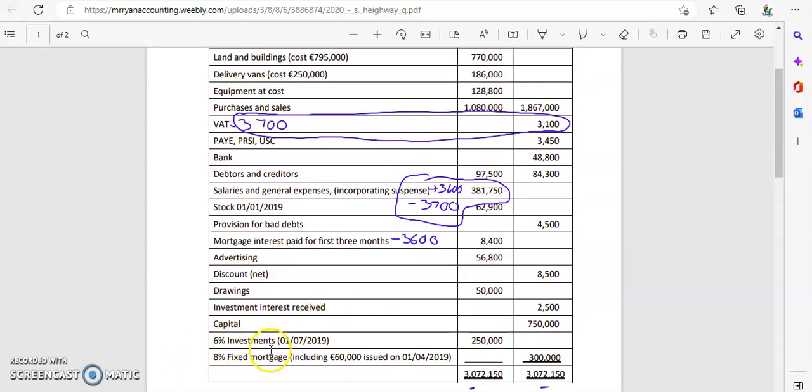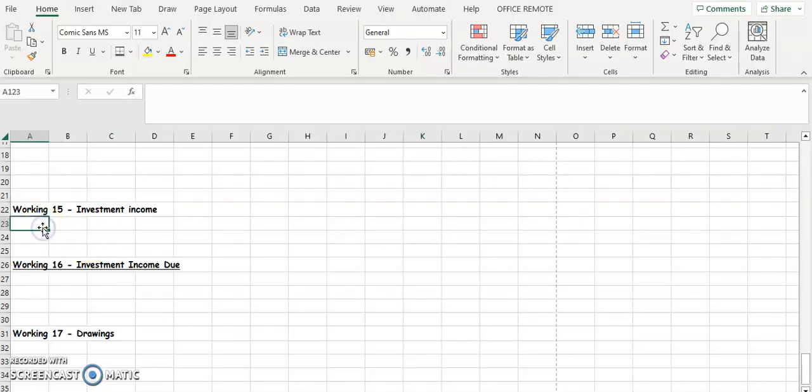So we have 6% investment income from the 1st to the 7th, so we're not going to receive a full year of investment income. We're going to take the 250,000 multiplied by 6%, multiplied by 6/12. That's going to give us the investment income for the year. Then, did we receive any investment income? We received investment income of 2,500. So we're going to take that away from the investment income for the year, and that will give us the investment income due.